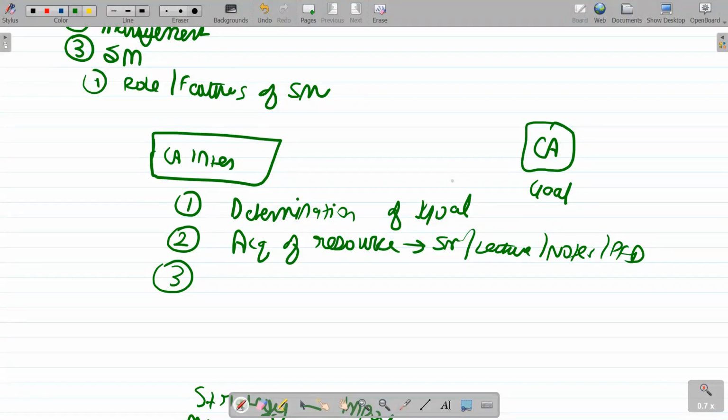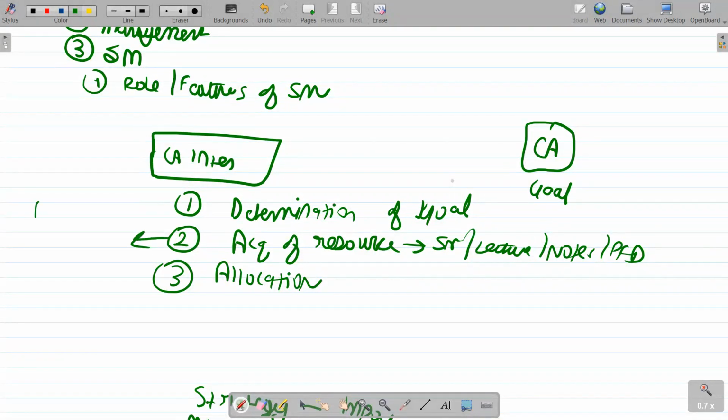Second thing, you have to acquire resources. Just deciding that you have to become a CA, nothing will happen. You have to buy some resources: study material, lectures, notes. So the second thing is acquisition of the resources. Third thing, allocation of the resources to yourself.